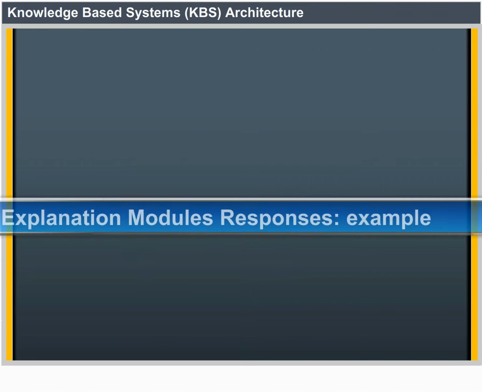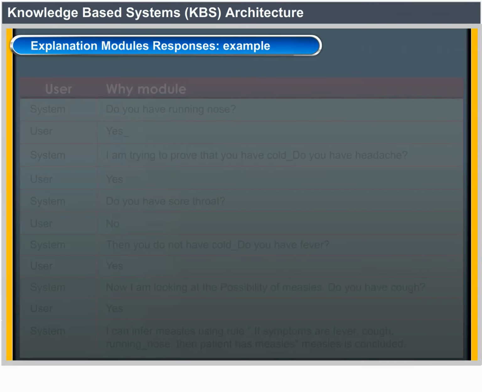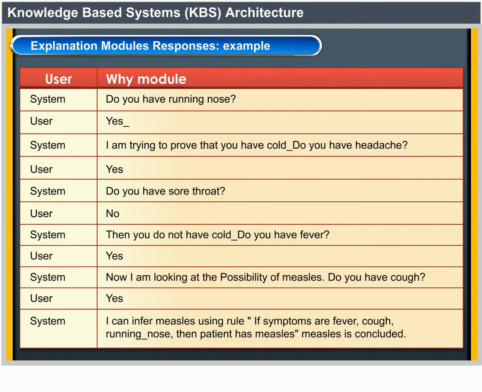Explanation module's responses. Example: User: Why module? System: Do you have running nose? User: Yes. System: I am trying to prove that you have cold. Do you have headache? User: Yes. System: Do you have sore throat? User: No. System: Then you do not have cold. Do you have fever? User: Yes.